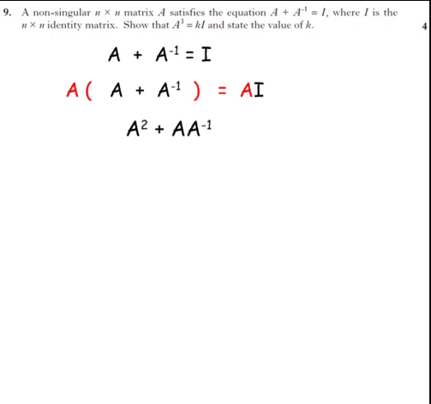A times I is just A. A times A inverse, well, that's just the identity I. So this gives us that A squared plus I is equal to A. If we rearrange this, we can get that A squared is equal to A minus I. And we'll call that equation 1, since we'll use it later on.